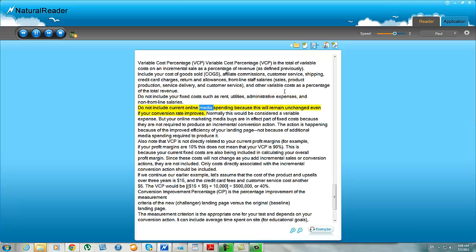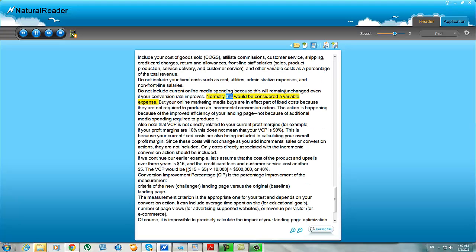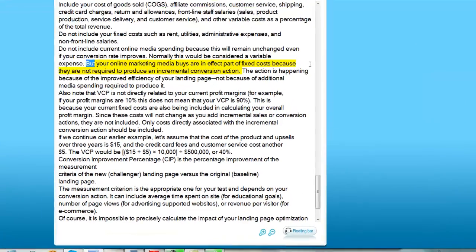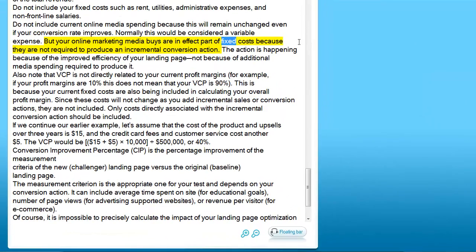Do not include current online media spending, because this will remain unchanged even if your conversion rate improves. Normally this would be considered a variable expense. But your online marketing media buys are in effect part of fixed costs, because they are not required to produce an incremental conversion action. The action is happening because of the improved efficiency of your landing page, not because of additional media spending required to produce it.